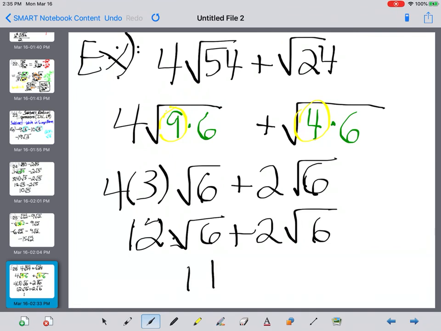12 plus 2 is 14. And my greatest common factor is 6, so 14. Man, I'll eventually get it. So we have 14 times the square root of 6.